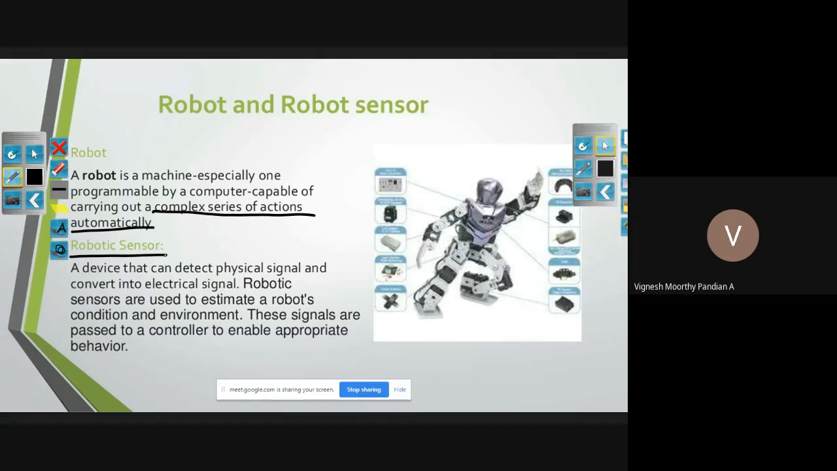Mainly, a sensor is a device that detects a physical signal and converts it into an electrical signal. So this is the definition of a robot sensor. Robot sensors are used to estimate a robot's condition and environment. The estimated signals are passed to a controller to enable appropriate behavior.